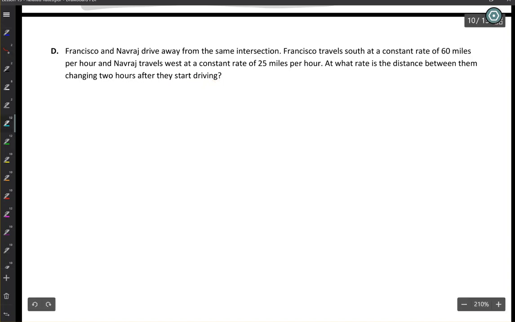So they gave us some rates. They said Francisco is driving south at a constant rate of 60 miles per hour, and Navraj is traveling west at a constant rate of 25 miles per hour. And then they asked us to find this rate of change. At what rate is the distance between them changing at a particular moment 2 hours after they start driving?